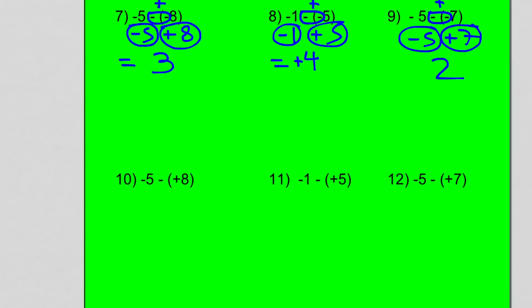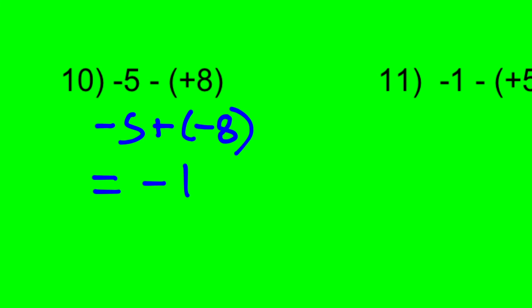Last set. Remember, subtracting a positive is like adding a negative. So this, negative 5 take away positive 8, we can think of as negative 5 plus negative 8. Now the signs are the same, and you add them, and you get negative 13.